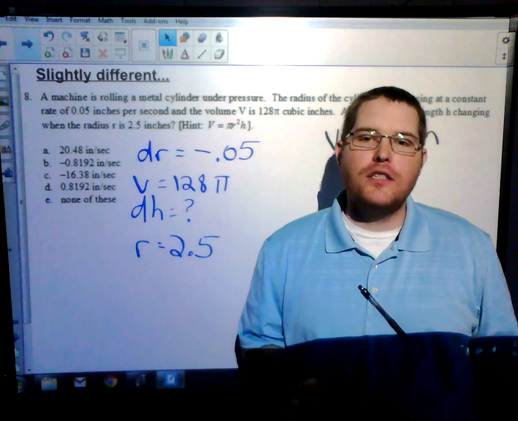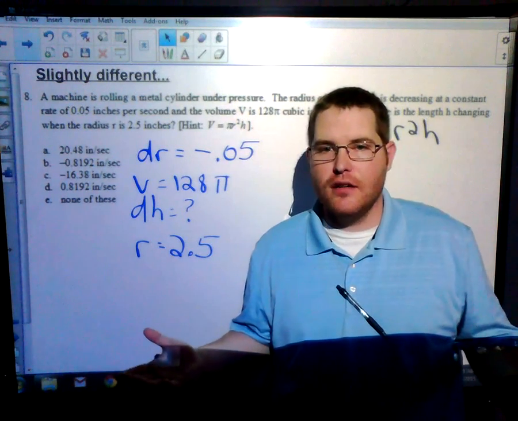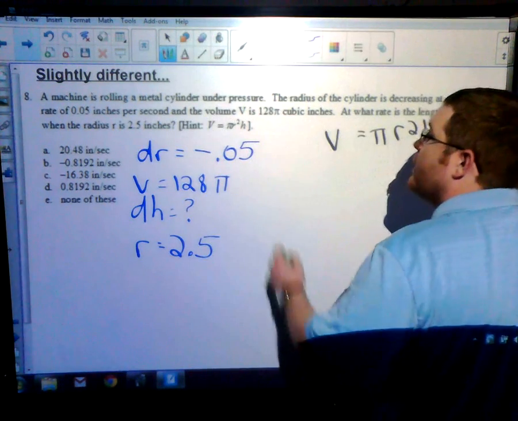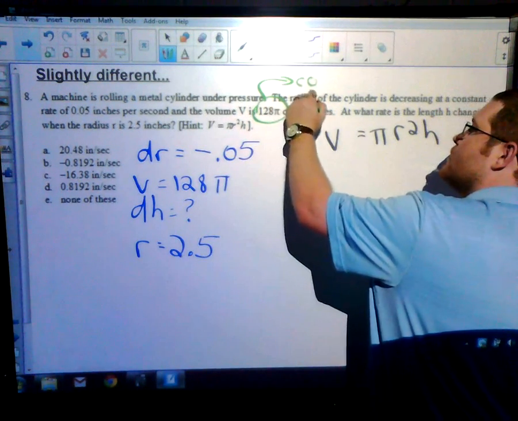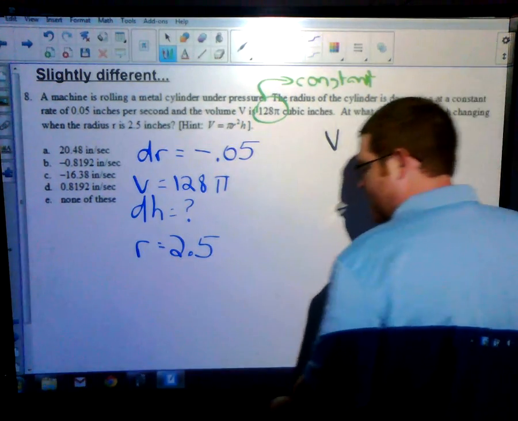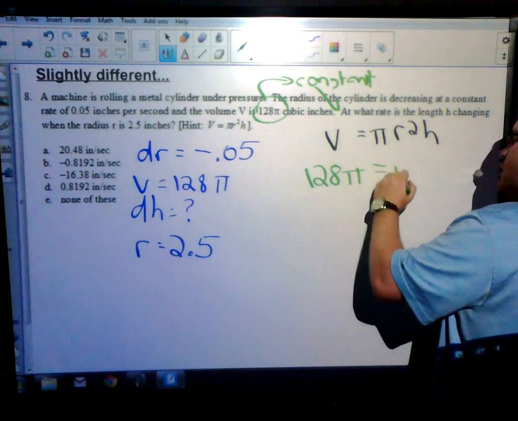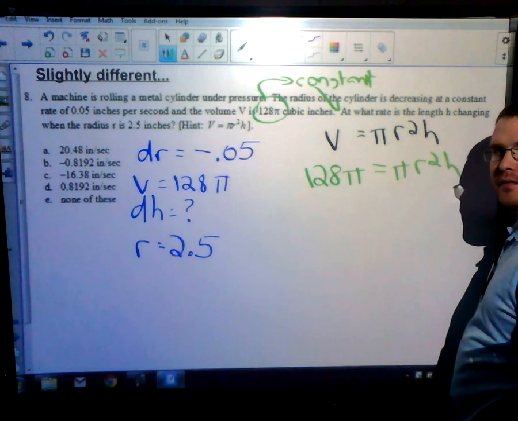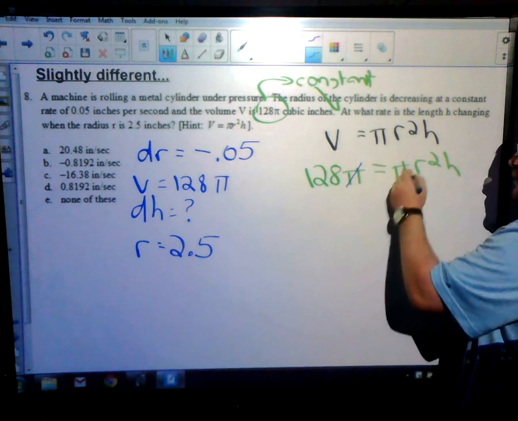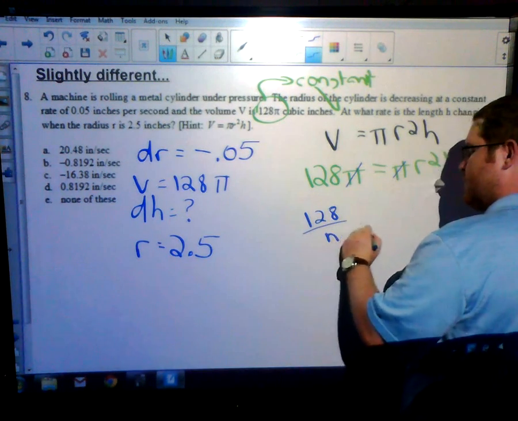The volume isn't going to change. You don't suddenly have more material just because it's getting longer and skinnier. The volume isn't changing in this problem. The volume, this is a big concept, the volume is constant. Because the volume is constant, there we go, I can go ahead and plug it into the problem. 128 pi equals pi r squared h. Now let's do a little bit of cleanup. Let's cancel the pi's out on both sides. And let's say that 128 over h equals r squared.